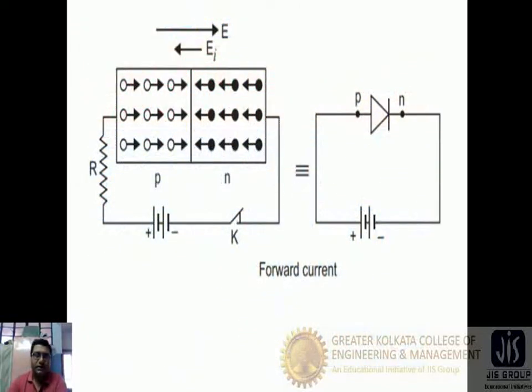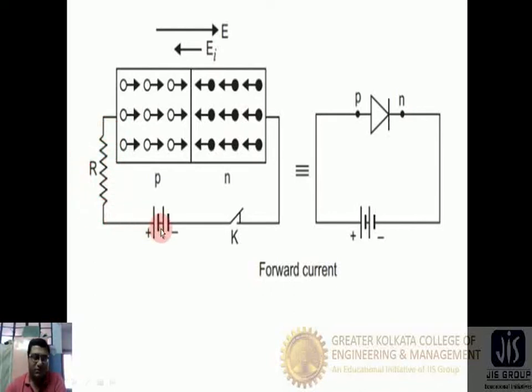Here we can see a picture of the forward biasing of a PN junction. A resistance is present just to limit the current, because in forward bias, if we do not apply any resistance, there will be a huge current flow through the diode, and the diode gets damaged. So we have to apply some resistance to protect the diode from the excess current flow.